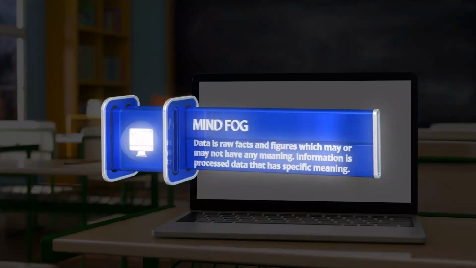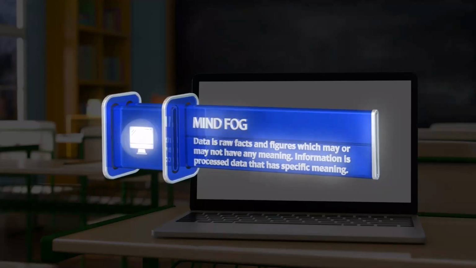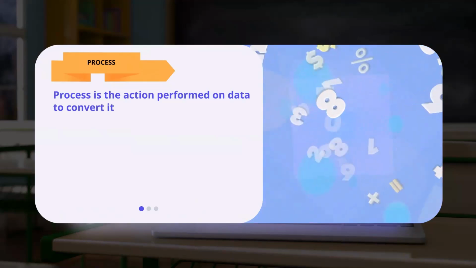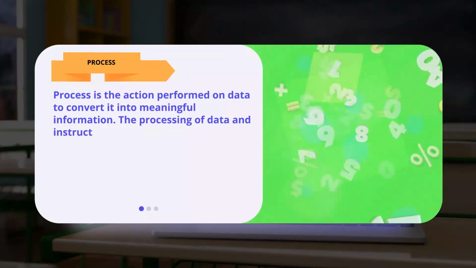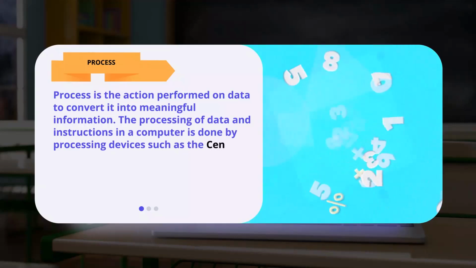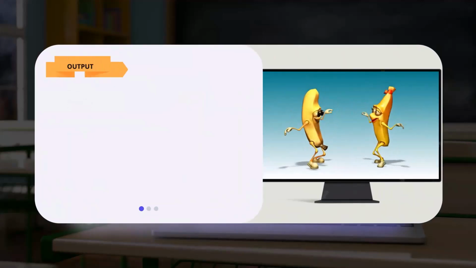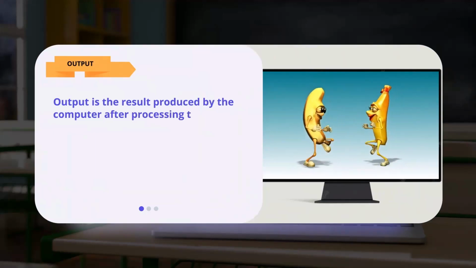Data is raw facts and figures which may or may not have any meaning. Information is processed data that has specific meaning. Process. Process is the action performed on data to convert it into meaningful information. The processing of data and instructions in a computer is done by processing devices such as the Central Processing Unit, CPU.